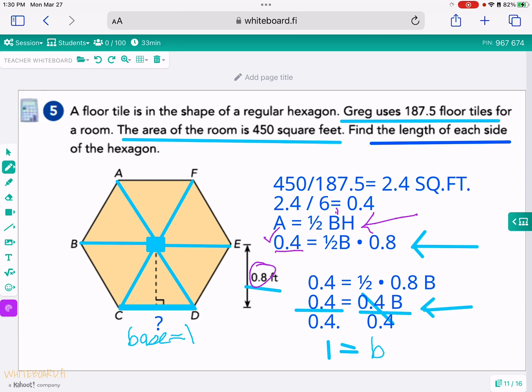So the area is good. And if I take 6 times 0.4, I get 2.4. And that's the area of the entire hexagon. And when I multiply 2.4 by 187.5, I wind up with 450 square feet. And so I've been able to reproduce it by going backwards, and I'm done. The base is 1. And we've answered the question that we were originally asked.